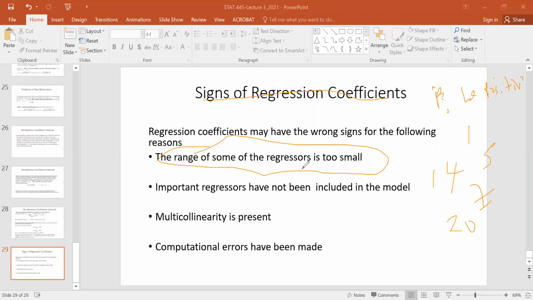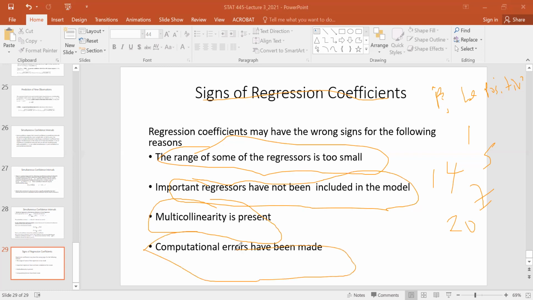you don't have enough variation to actually estimate the true sign of that parameter. Now, if you leave out important regressors, remember we've talked about the consequence of omitting a relevant regressor: you can have a biased estimate. Yes, it can be so biased or inconsistent that the sign also changes. Now, if multicollinearity is present, you can have wrong regression coefficient signs. Of course, computational errors. If you are using some software and there are computational errors, or manually doing something, you could have a wrong coefficient.